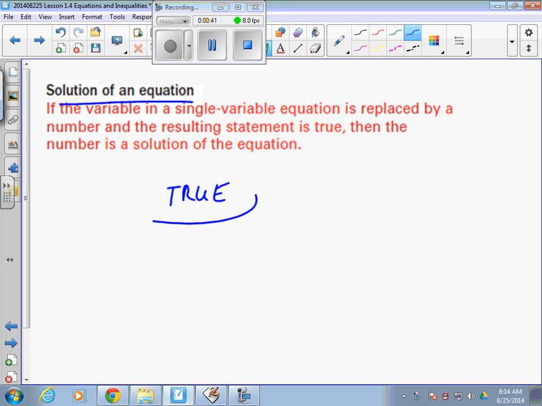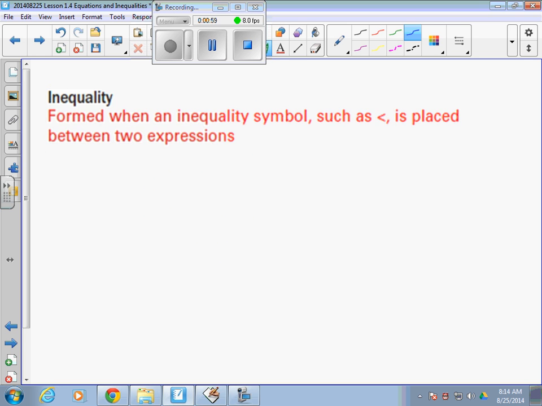If when you plug something in, for example, as simple as can be, x plus 1 equals 3. We know that that value, to make it a solution or a true statement, x has to be 2. If you plug in the number 3, it's not a solution because 3 plus 1 would not be equal to 3. So a solution makes a true statement.